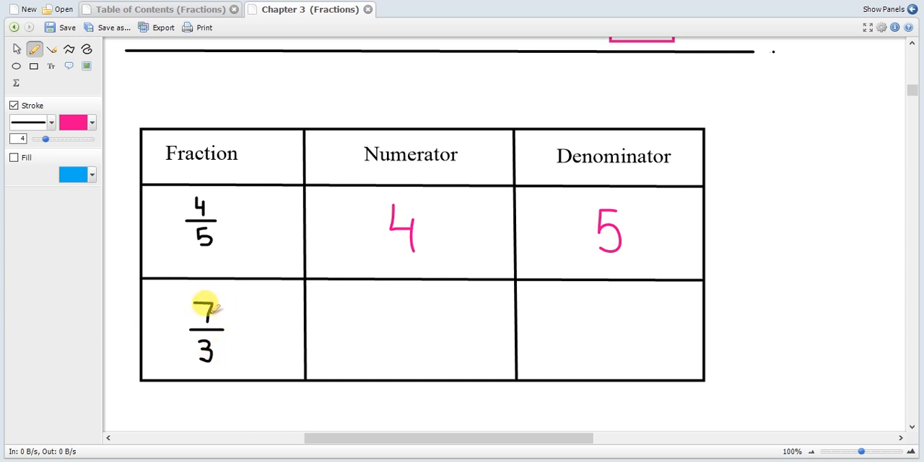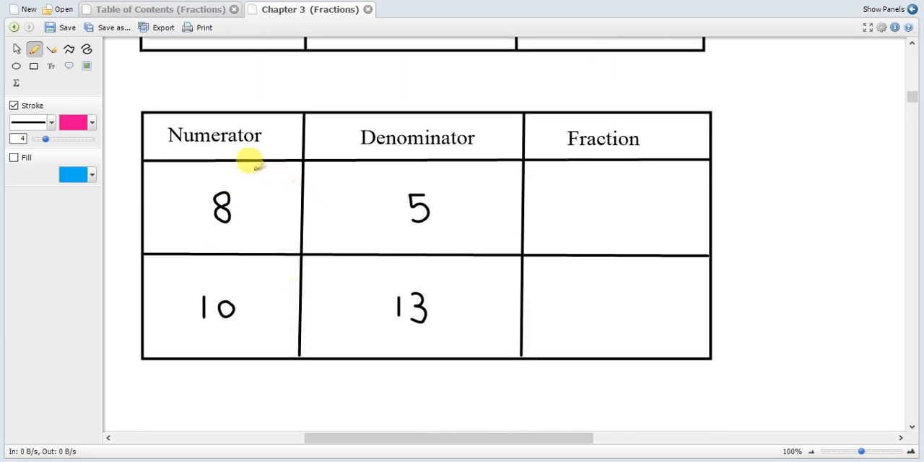Similarly, in this case, the numerator value is 7 and the denominator value is 3, right? So the number at the top is your numerator, and the number at the bottom is your denominator. You need not bother about which value is bigger or smaller. They are just asking us to find out the numerators and denominators, right?